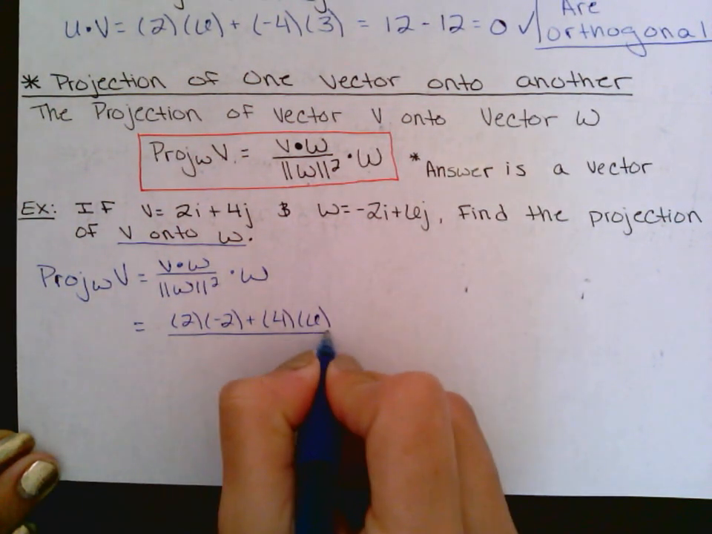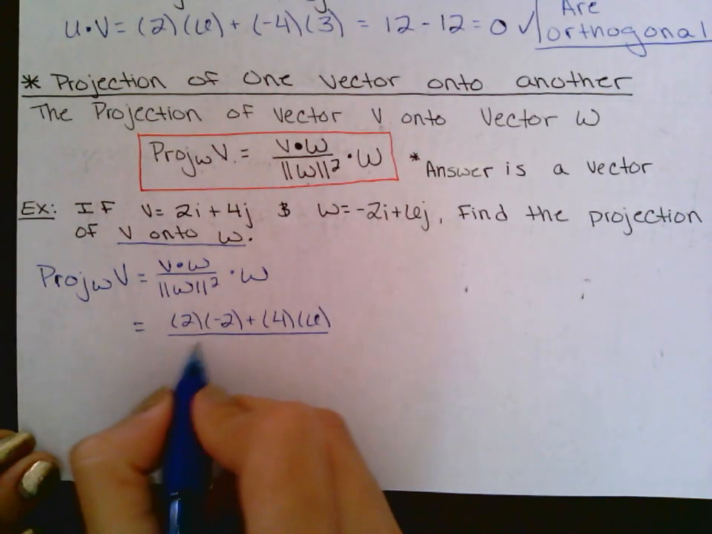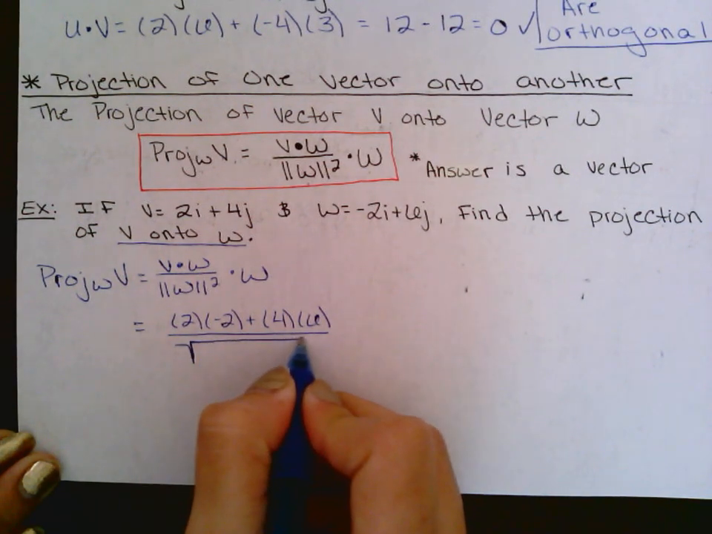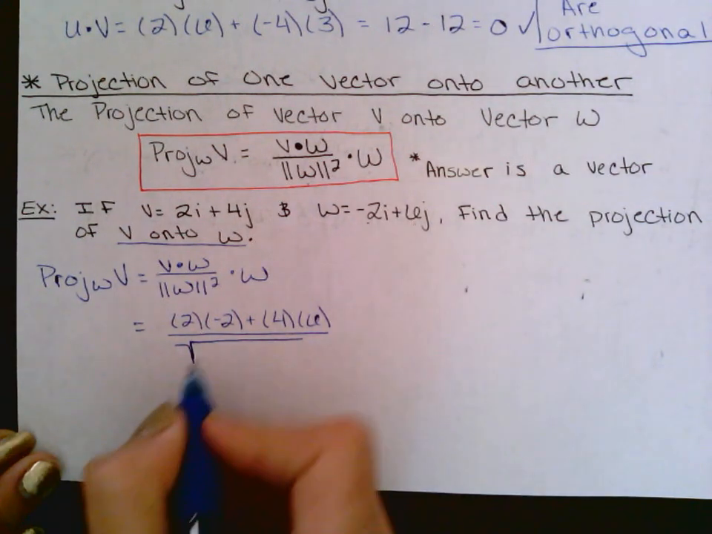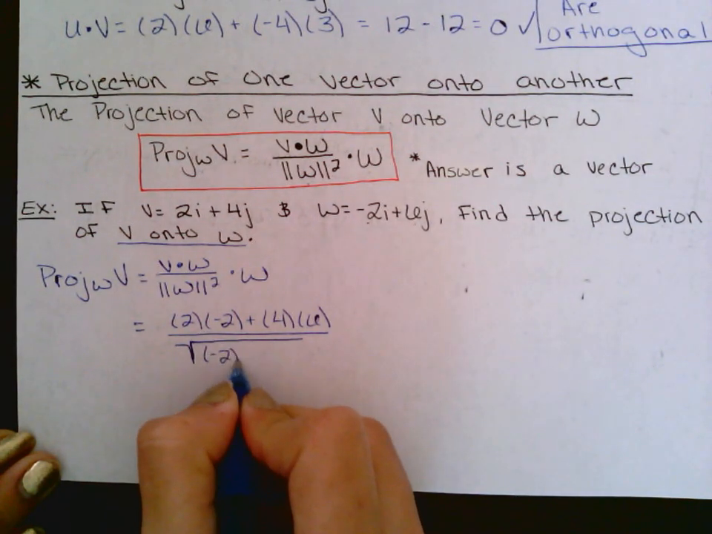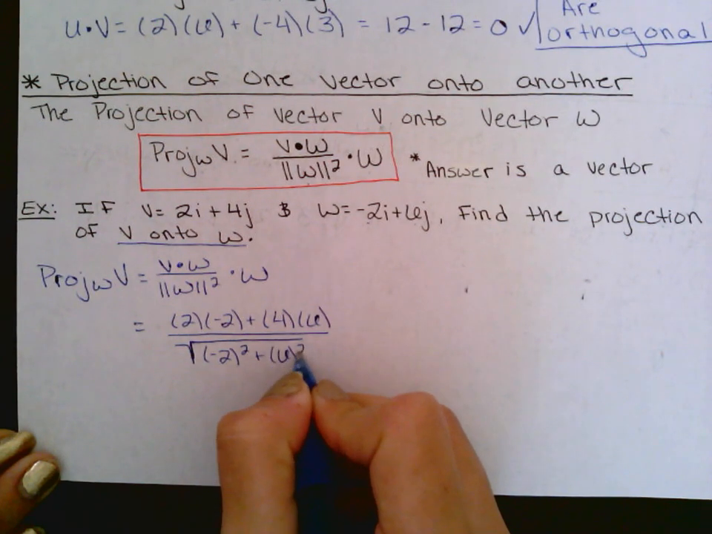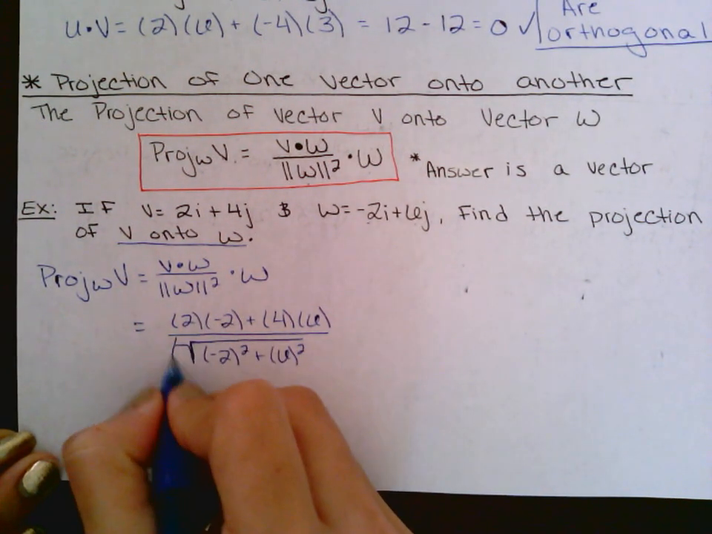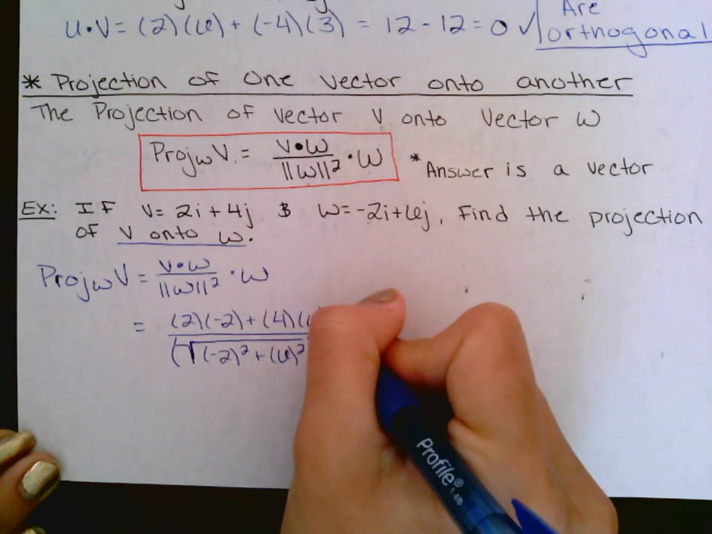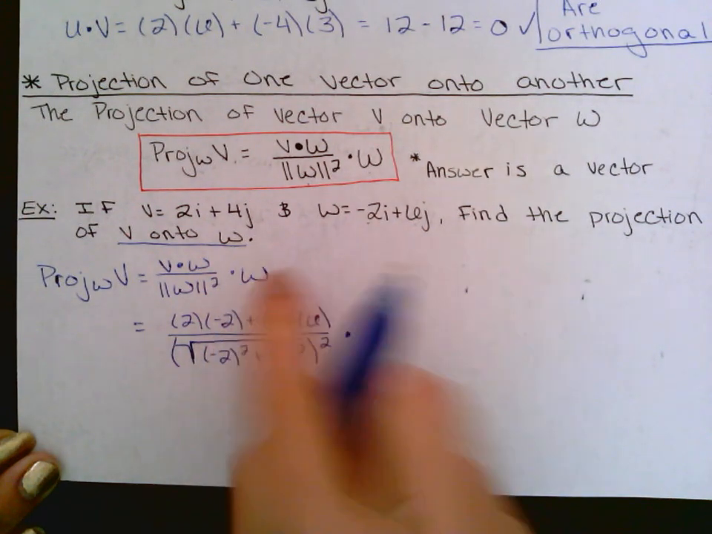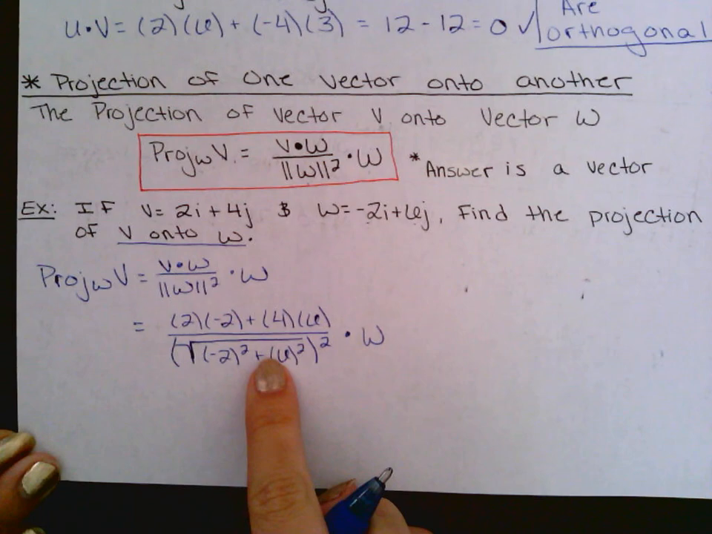That's my numerator. Now moving to my denominator. Magnitude is the square root, okay, of w, so I'm going to do the square root of a squared plus b squared. So a squared plus b squared. And then it says to square the answer of that magnitude, okay? Times, I'm going to just write vector w really quick. I'll write that in once I clean this up, okay?